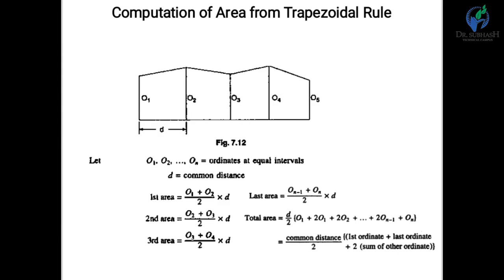Now this is the formula for understanding this rule. The area using the trapezoidal rule is equal to common distance divided by 2, multiplied by the first ordinate plus the last ordinate plus 2 into the sum of the other ordinates.